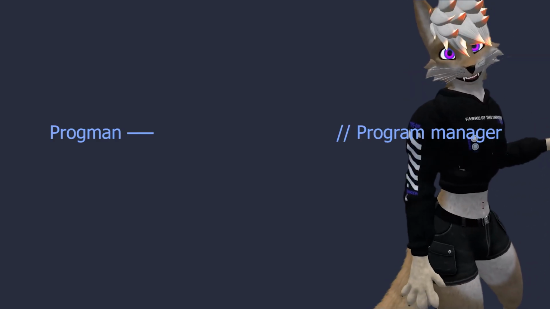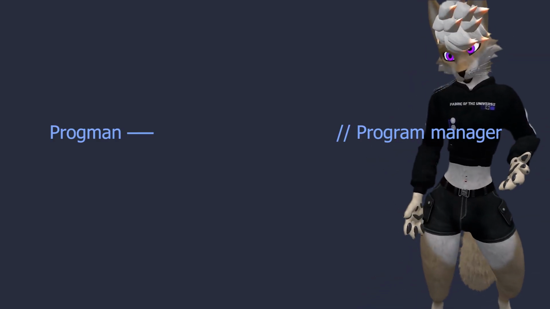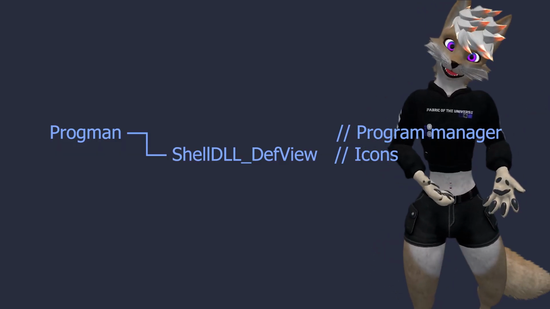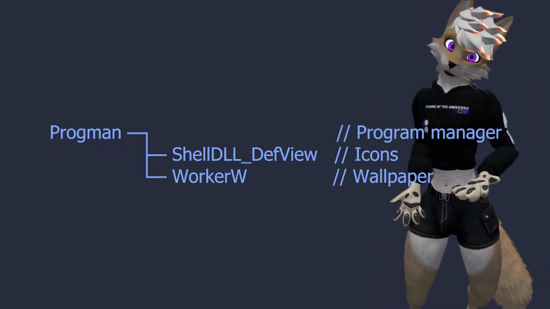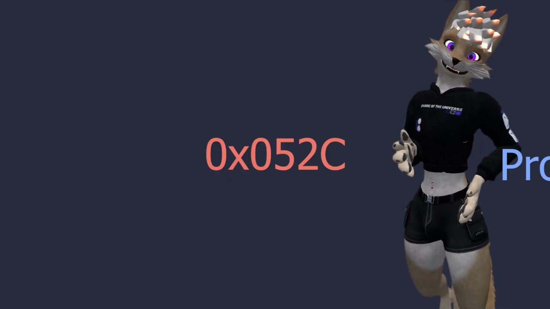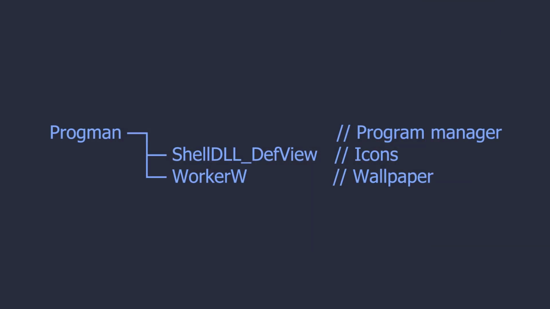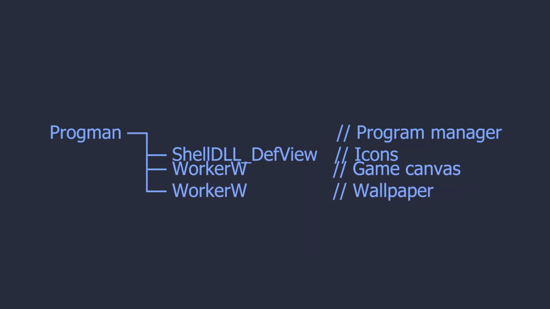So here's the battle plan. Your desktop basically exists like this. You've got the program manager, Progman, which is the parent of two other processes which make your desktop: Shell DLL Def View, which displays the icons, and a worker window, which displays the wallpaper. It turns out that there's an undocumented set of numbers, hex 052C, which if you feed it to Progman, causes it to create a new worker window for us. And not only that, but it creates it right where we need it, between the icons and the wallpaper.